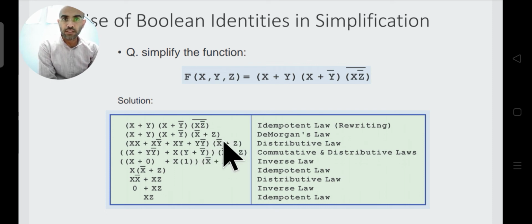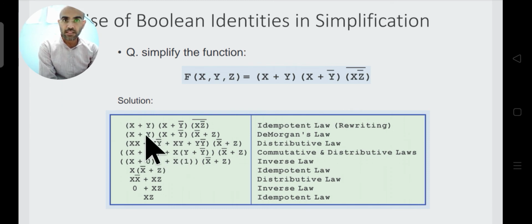Now once you have done this, there are a few things which we do. If some variable is missing in a certain term, we try to multiply by that variable, or add that variable. So we can rewrite this equation by multiplying. We have multiplied this part with this part. Then see what will happen.